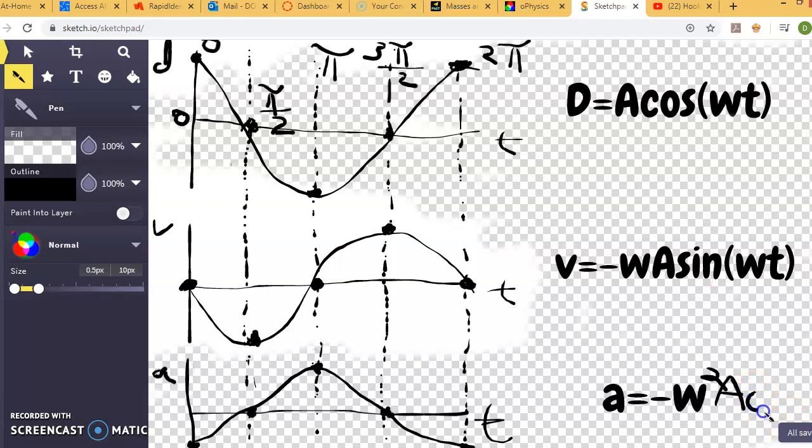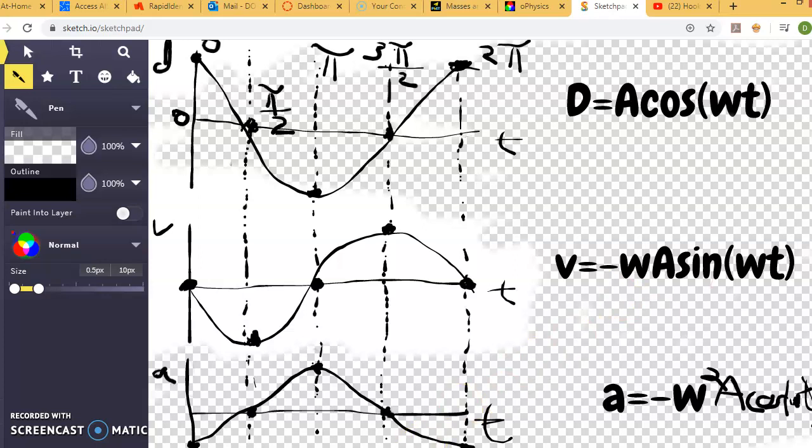Cosine omega t. Oh, look at that. It looks like my handwriting from class. Anyway, so the displacement graph has an equation A cosine omega t. The velocity graph has an equation negative omega A sine omega t. And then the acceleration is negative omega squared A cosine omega t. And it looks like a bunch of gobbledygook there. So these are our equations, and you can use these to answer questions.